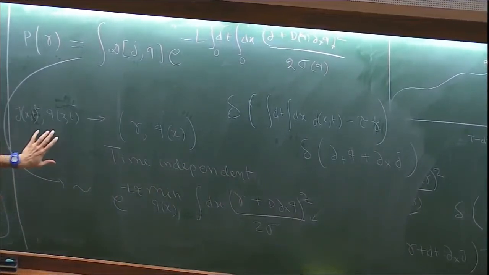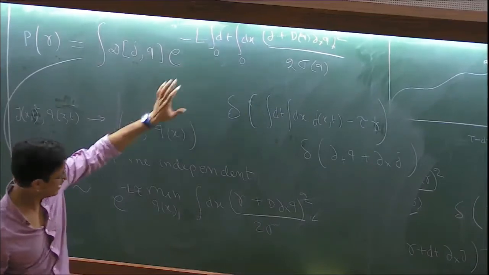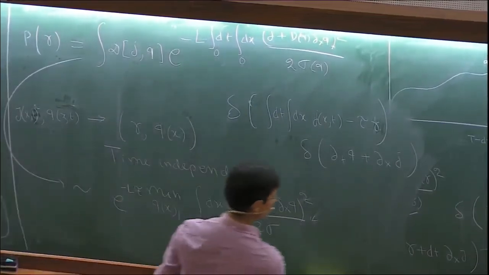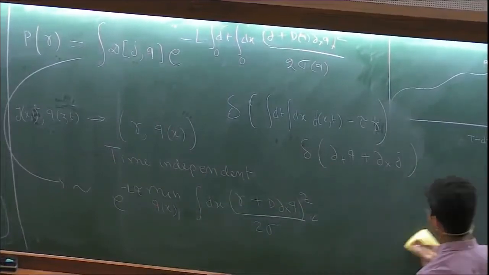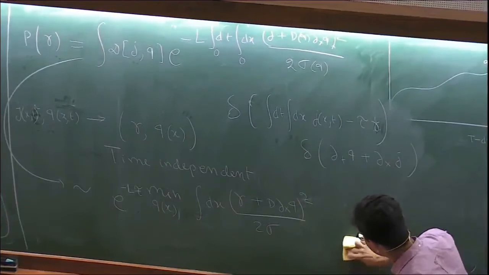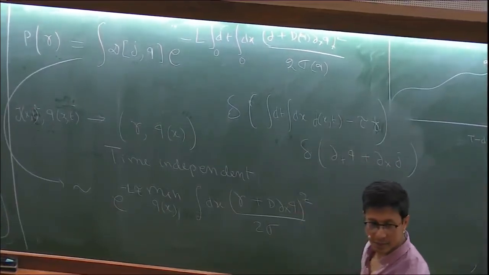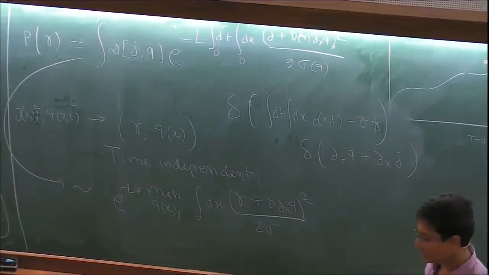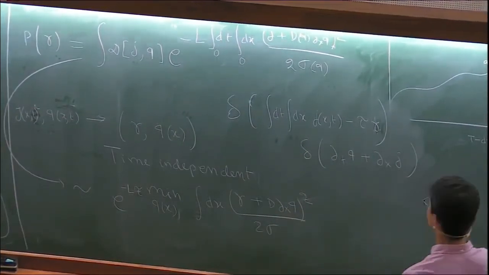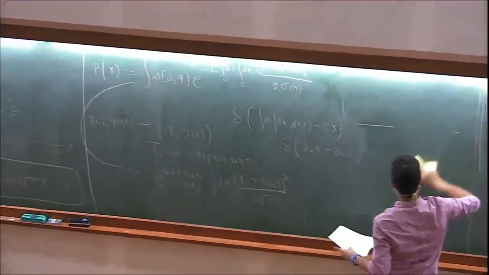If I put this condition here and look at the larger limit, I'll get this. You just put it and you'll see that this is the case. But the crucial point to keep in mind is that we are assuming that the most likely contribution comes from the time-independent optimal path. So this is nothing but the large deviation function, phi, that we wrote. So let's just write it cleanly.